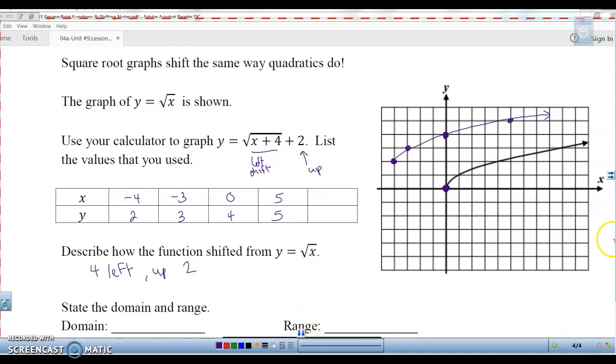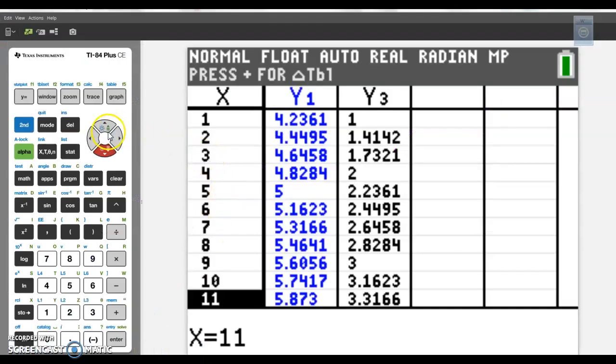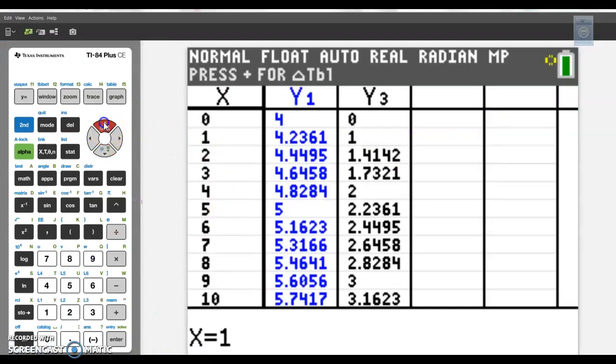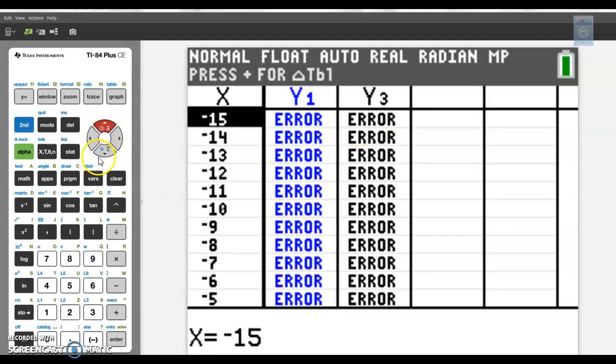So let's look at the domain and range of this function. Instead of being x is greater than or equal to 0 and y is greater than or equal to 0, all right, what's the smallest x value that you can use? Well, all the x values have to be greater than or equal to -4. When we looked at the table for this, -4 was the smallest x value that you could use, and anything past that was an error. You can see here.